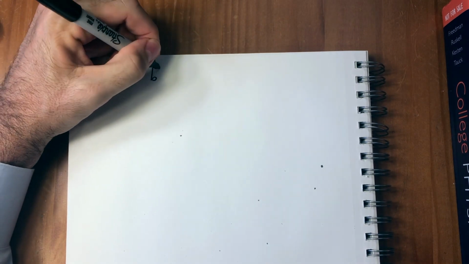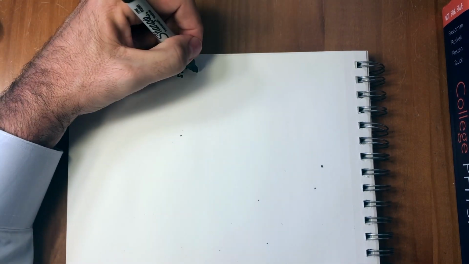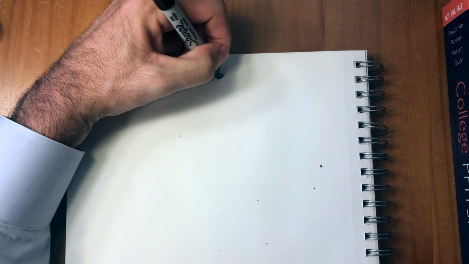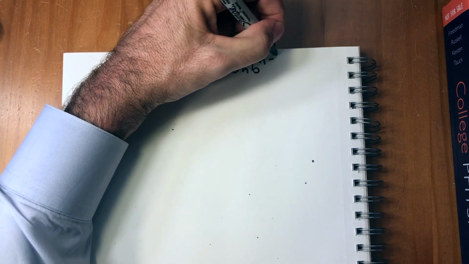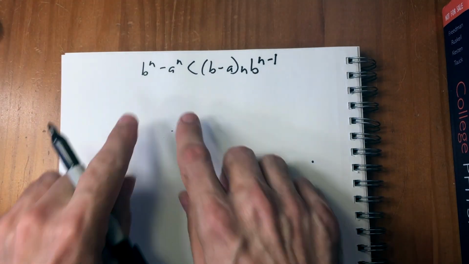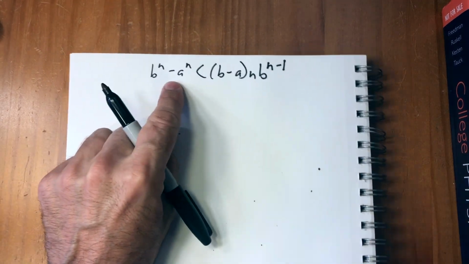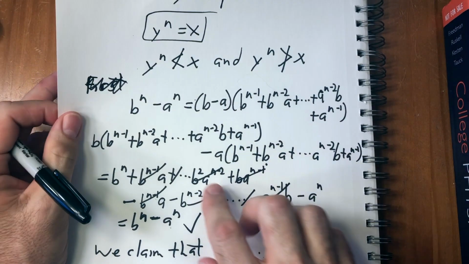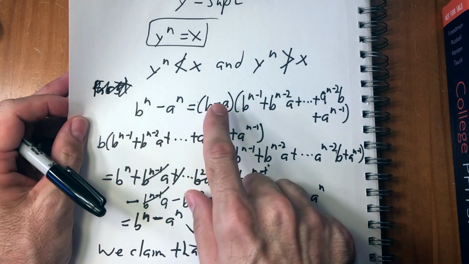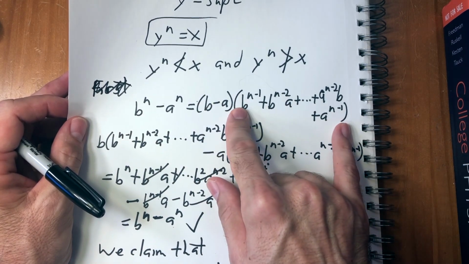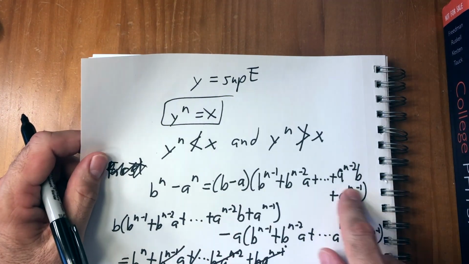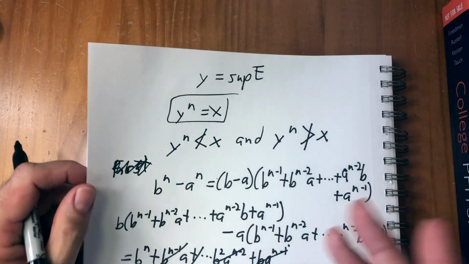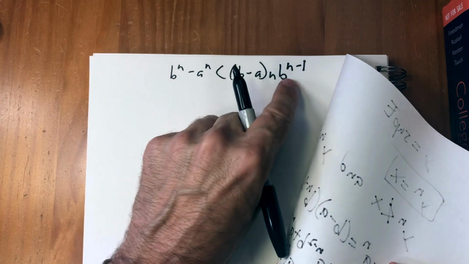Okay, so we're claiming, just write it down again, b to the n minus a to the n is less than b minus a times n times b to the n minus 1. Now, remember what our identity said this equals. That b to the n minus a to the n equals b minus a times this thing, okay? So this matches with this. b minus a times something else. So what we have to show is that this is less than this.